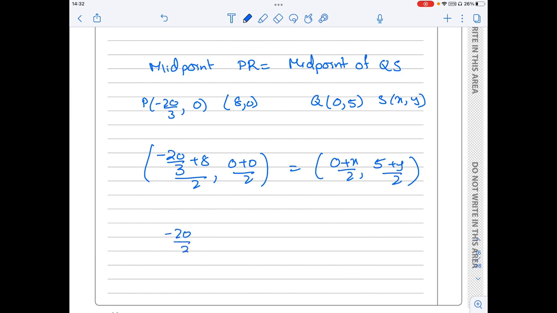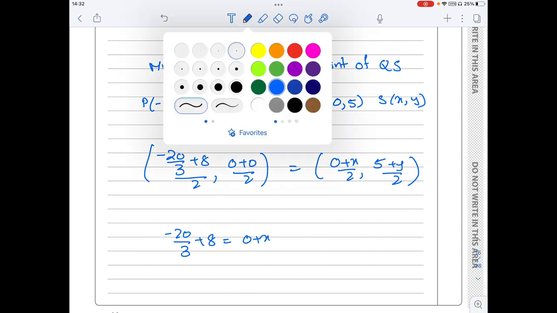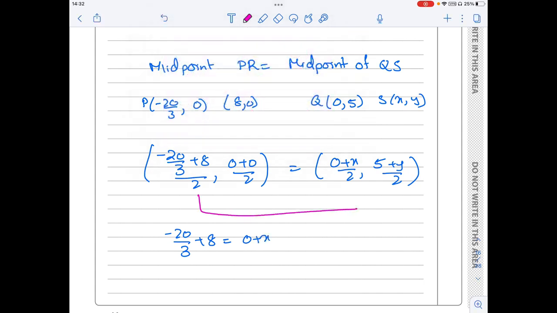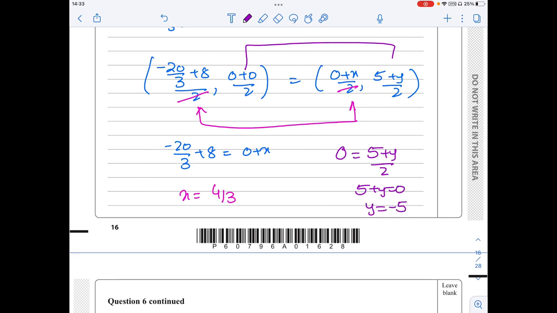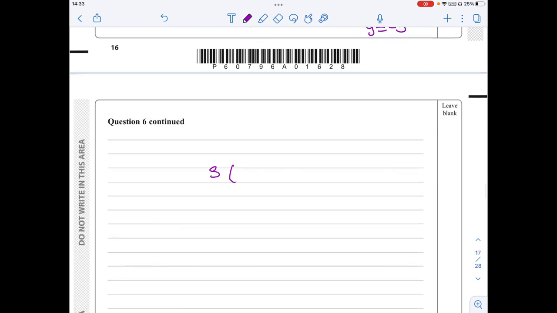So minus 20 upon 3 plus 8 should equal 0 plus x. If I equate these two x terms, the 2 will get cancelled. So from there x equals 4 upon 3. Then I'll equate the y coordinates. 0 plus 0 upon 2 is 0, so 0 equals 5 plus y upon 2. So 5 plus y equals 0, so y equals negative 5. So what are the coordinates of S? S is (4 upon 3, negative 5).